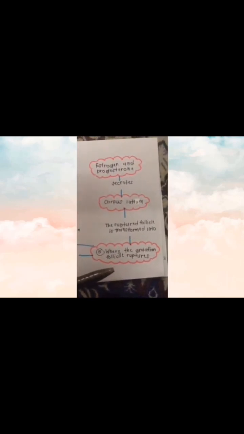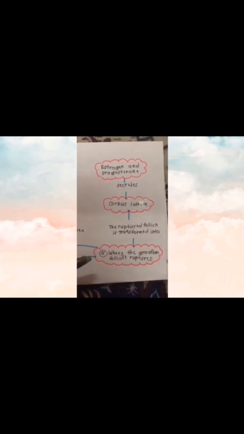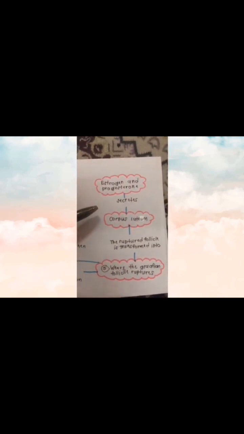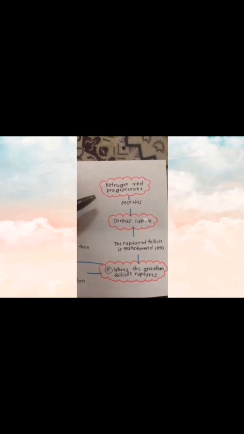The luteal phase, the last phase. The luteal phase begins with ovulation, where the Graafian follicle ruptures. Number 5 on the diagram. The secondary oocyte then enters the uterine tube. The ruptured follicle is transformed into the corpus luteum and secretes estrogen and progesterone.